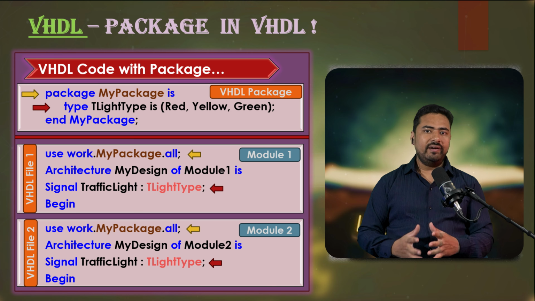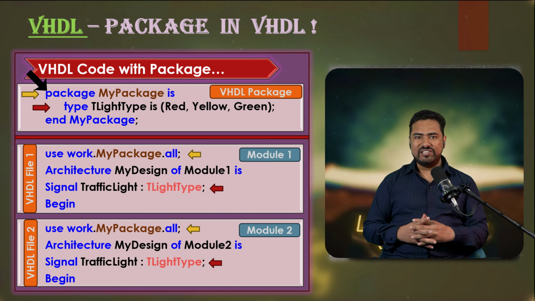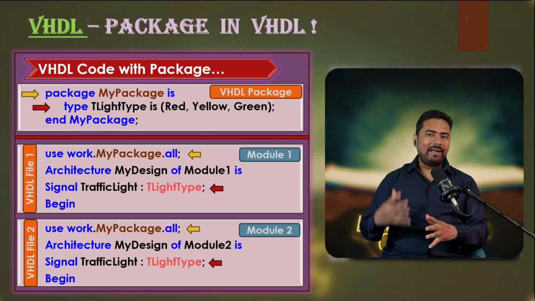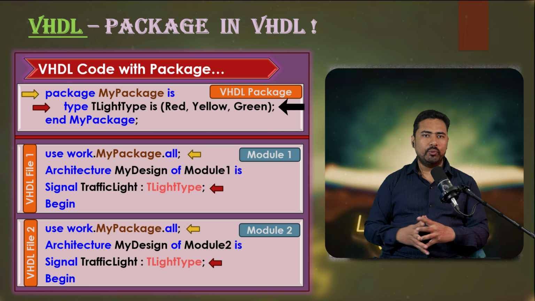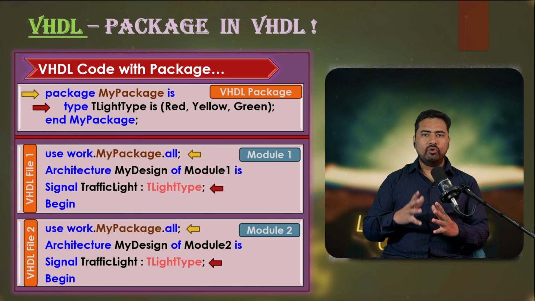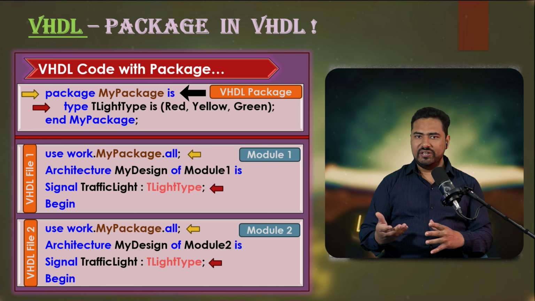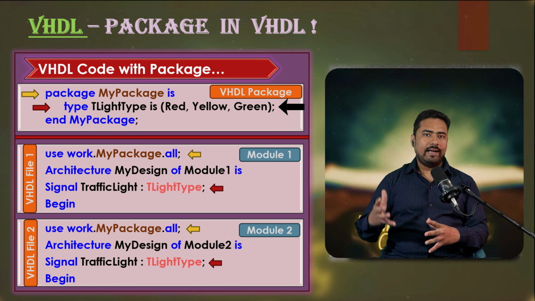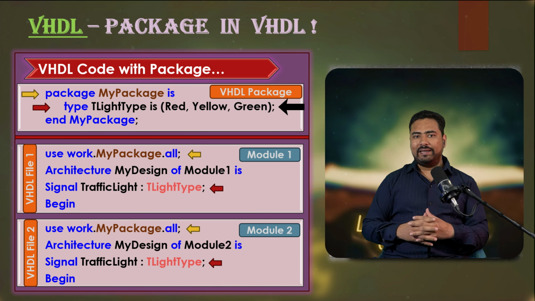Here I have created a simple package called my package using the package keyword. Inside this package body, I have declared our tlight type data type just like before. So my VHDL code for this package definition is package my package is type tlight type is red, comma, yellow, comma, green, semicolon, and my package, semicolon. And that's it. I included tlight type in my package.